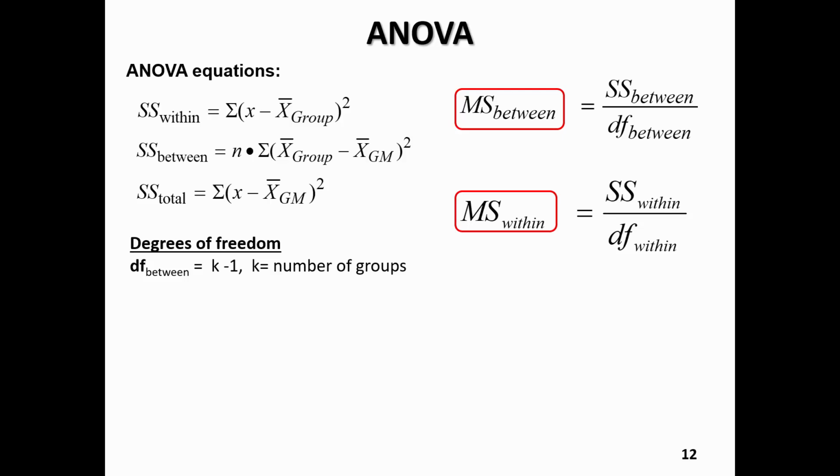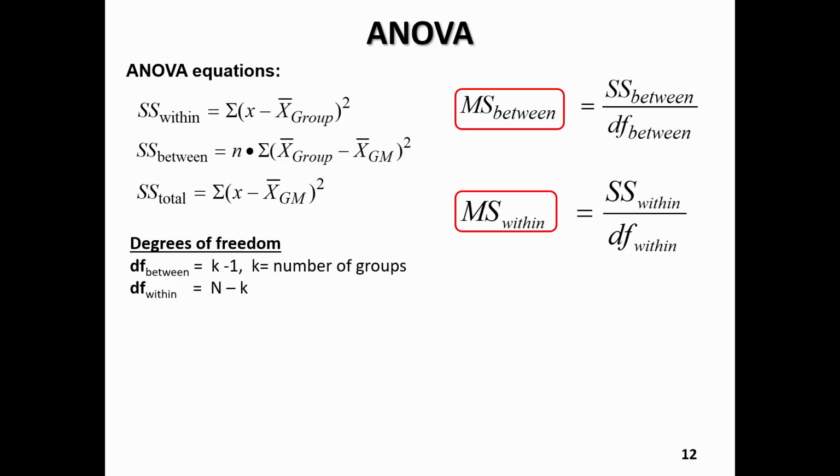Now, there are three degrees of freedom terms that you would have to calculate. And this is what you would indicate with an ANOVA analysis. The degrees of freedom between, this is between the groups, is equal to k minus 1, where k is the number of groups. And in our example, we had 5 groups. So this would simply be 5 minus 1. And in the next video, we'll actually go through and perform those calculations.